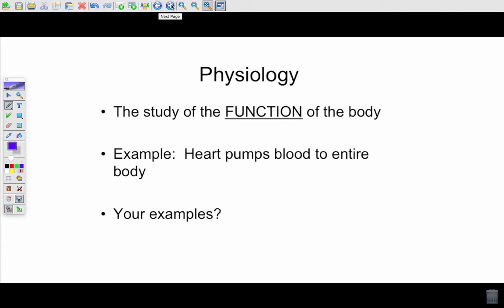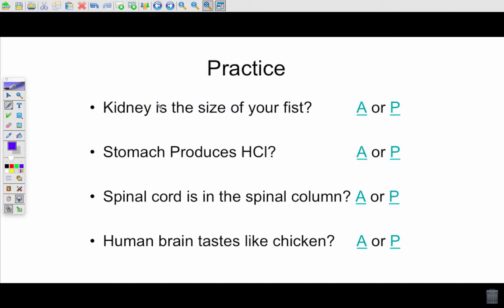Physiology is the study of the function of the body. So the example here is the heart pumps blood to the entire body. Okay, so this is talking about what the heart actually does, what its purpose is. Here's some practices.